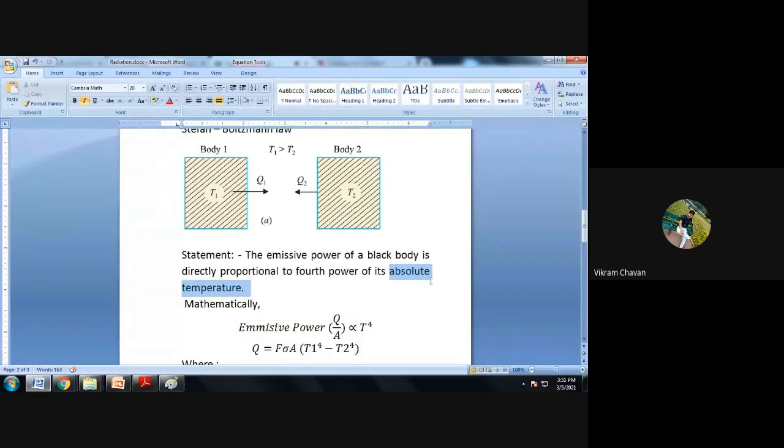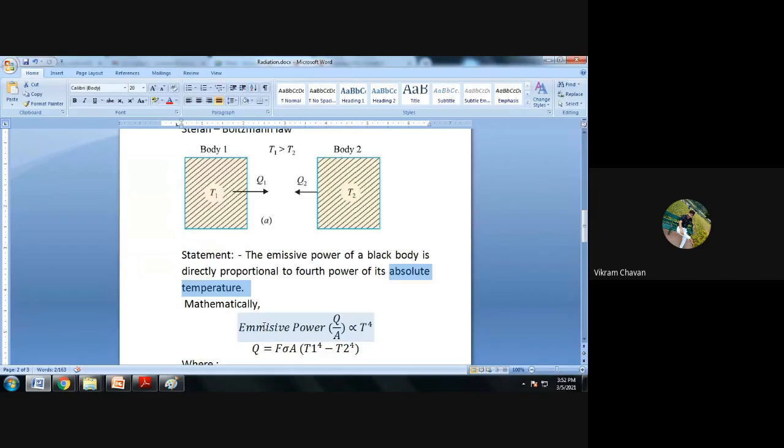Absolute temperature. Absolute temperature means what? Temperature in Kelvin. So we can say that emissive power, that is Q by A, is directly proportional to the fourth power of absolute temperature.